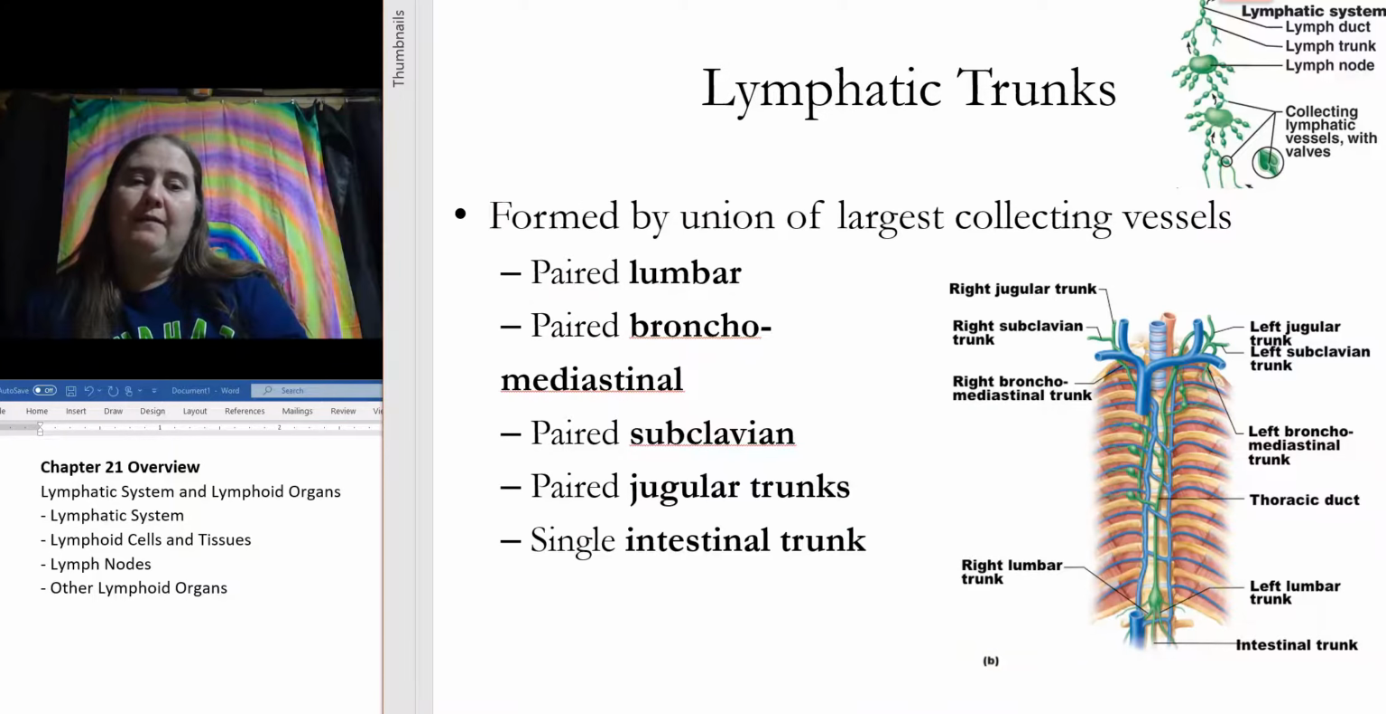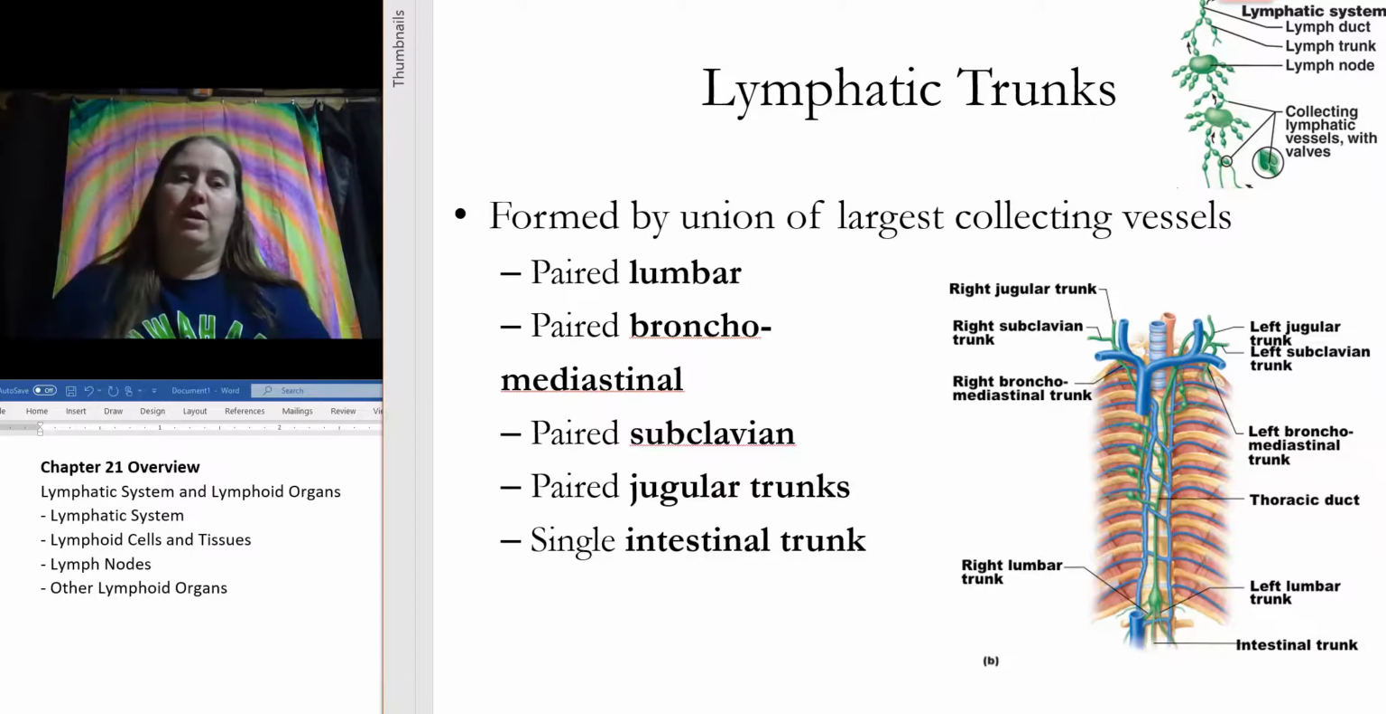So we have the lymphatic collecting vessels, which then basically come together and form these larger trunks. And the trunks are actually paired. You have a lumbar trunk, so you have a right and a left lumbar trunk. You have a bronchiomediastinal trunk, a right and left. You have a right and left subclavian trunk, a right and left jugular trunk, a right and left intestinal trunk.